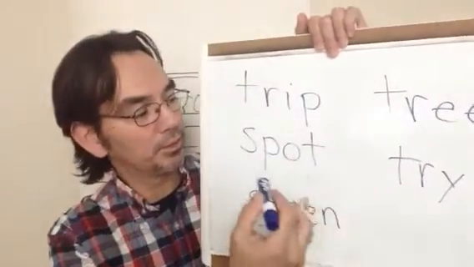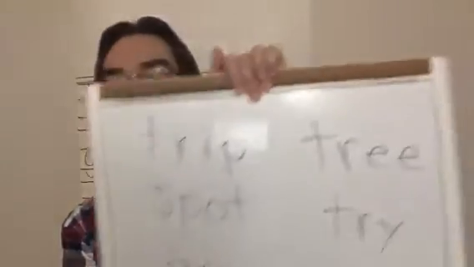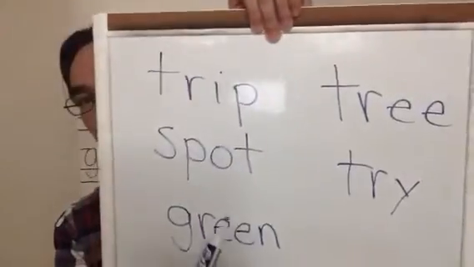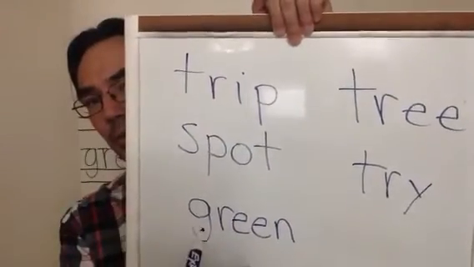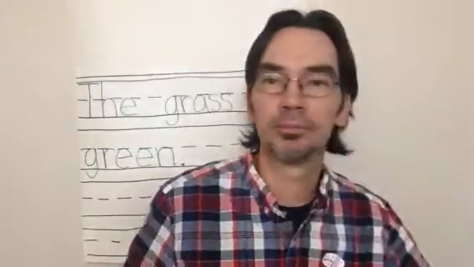Trip, tree, spot, try, green. Now what can I write about? You know what? I'm going to write about a tree. What could I say about a tree? Well, I have a tree out in front of my house, and the tree is really big. So I could say it's really tall. What if I said the tree is tall? Would that be a good sentence? The tree is tall? Yeah, I think so.